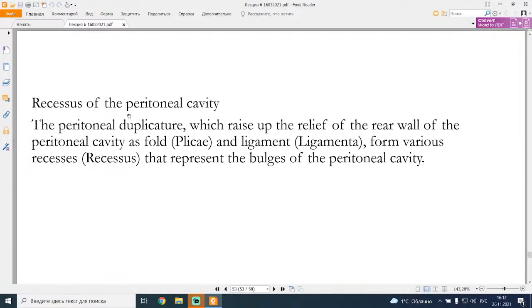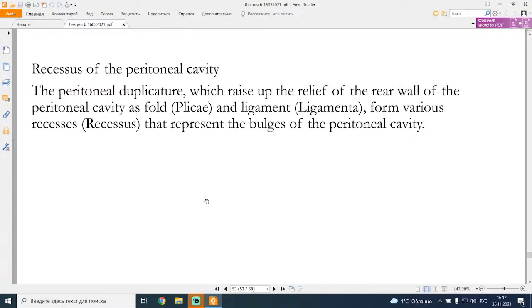Recesses of the peritoneal cavity. The peritoneal duplicatures, which raise up the relief of the rear wall of the peritoneal cavity as folds, plicae, and ligamenta, form various recessus, and these represent the bulges of the peritoneal cavity.